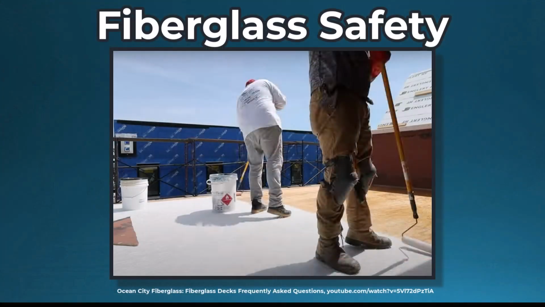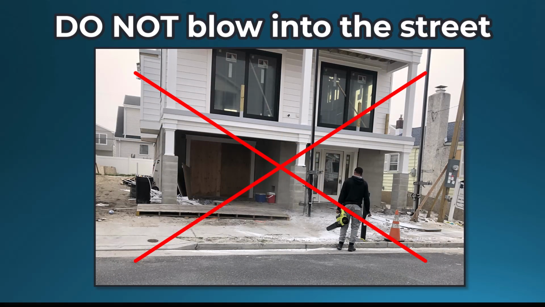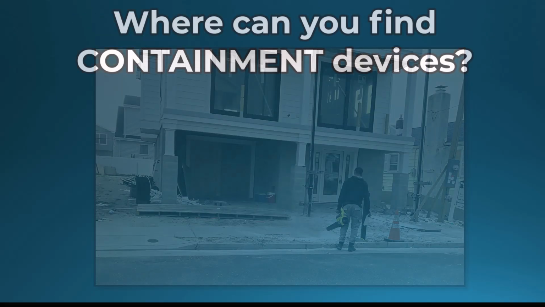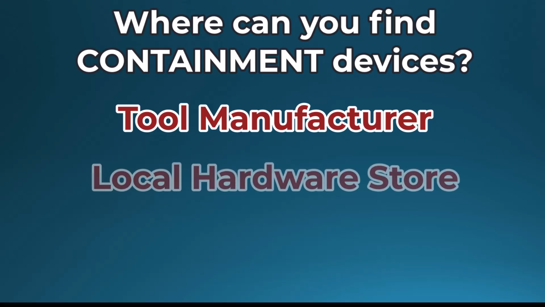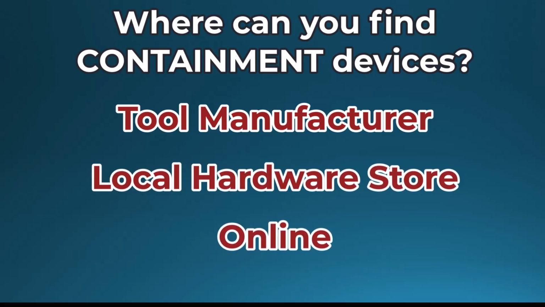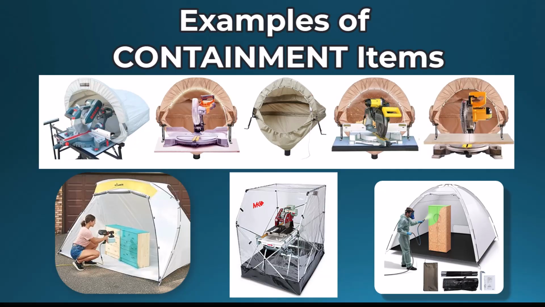When applying fiberglass on a surface such as an outdoor deck, the area should be contained with tarps so that the fiberglass fibers do not spread throughout the neighborhood. At no time should your cleanup of a work site include dumping contaminants into the ground or blowing them into the street. Where can you find these containment devices? Contact your tool manufacturer and ask if they offer special hoods and/or tents for your tools. If the tool manufacturer does not have recommendations, then go to your local hardware store or search online. There are many options. Here are some examples of saw hoods and construction tents.